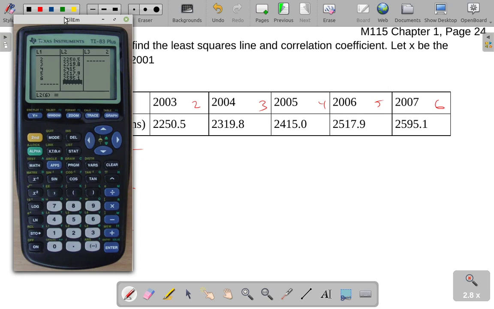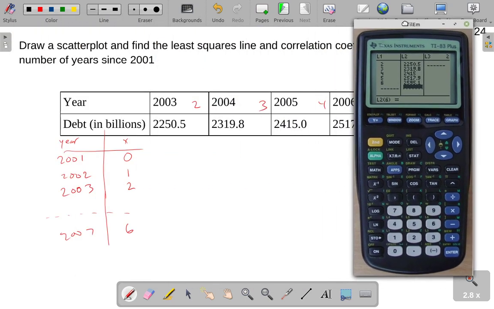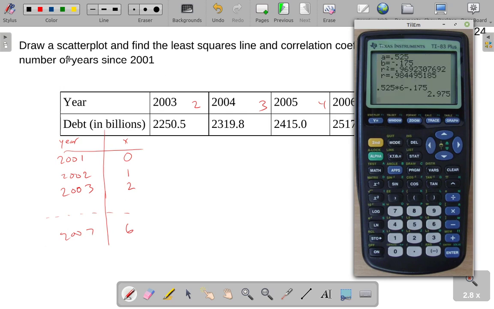Otherwise the calculator would give us an error. It would probably say dimension mismatch, or dim mismatch, I think is what it's called, if you had more x coordinates than y coordinates, because it wouldn't know how to make a point out of it with just an x coordinate without a y coordinate. All right, so I've entered in all of those points. I want to find the least squares line. I guess I should probably draw a scatter plot too. I'll get to that in just a second.